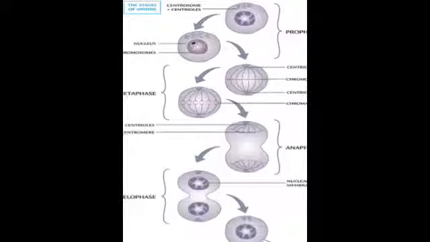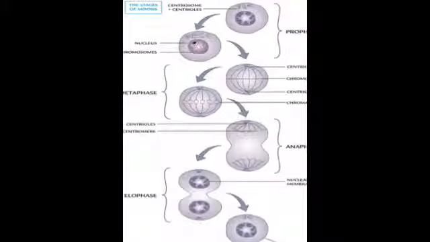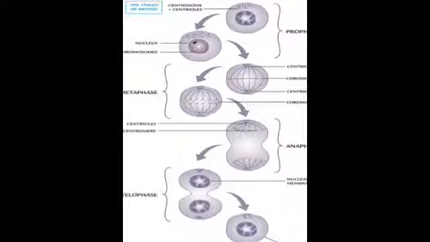Then we have your prometaphase. In this stage, the nuclear envelope breaks down, so there is no longer a recognizable nucleus. Some mitotic spindle fibers elongate from the centrosomes and attach to your kinetochores. These are protein bundles at the centromere region of the chromosomes where your sister chromatids are joined. Other spindle fibers elongate, but instead of attaching to chromosomes, they overlap each other at the center of the cell.